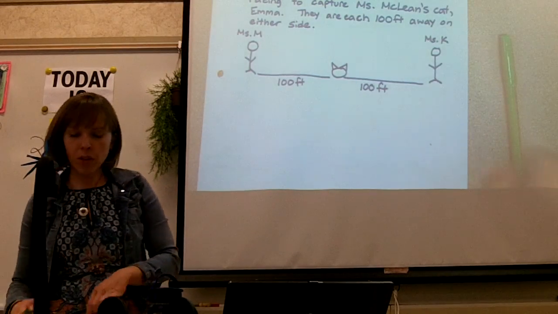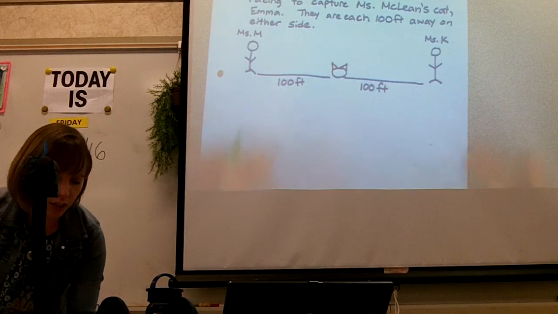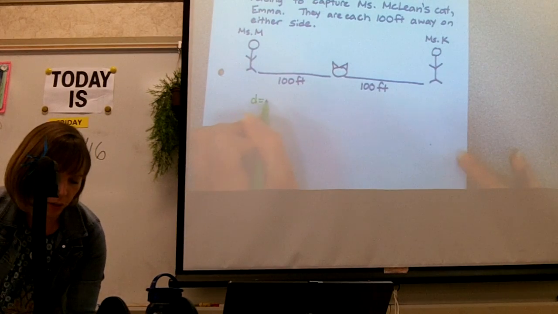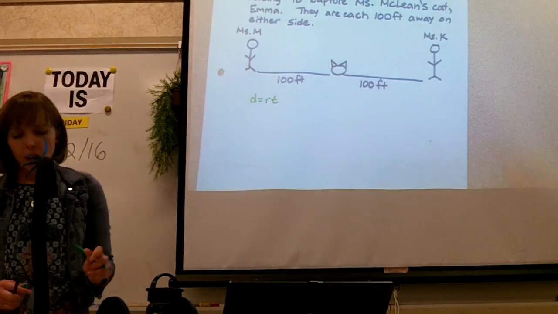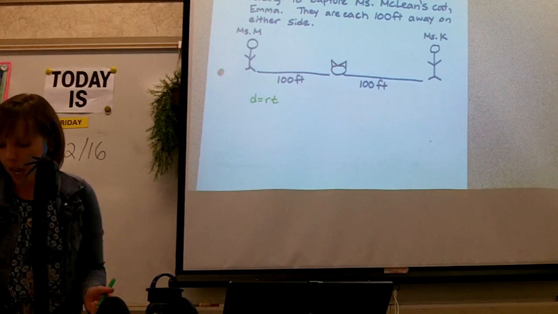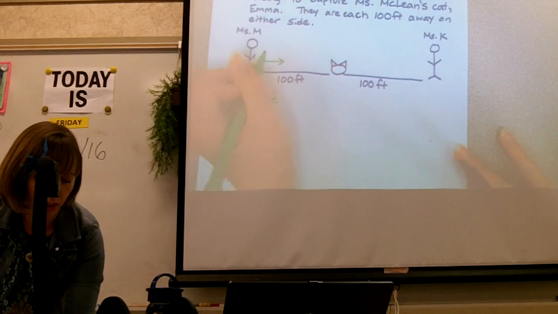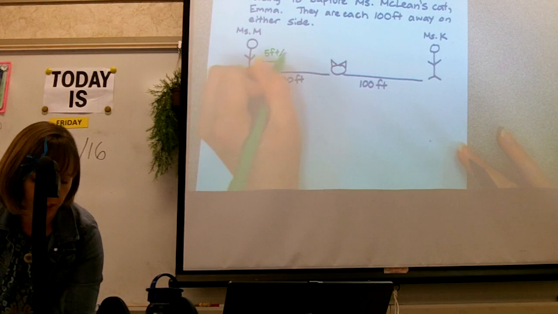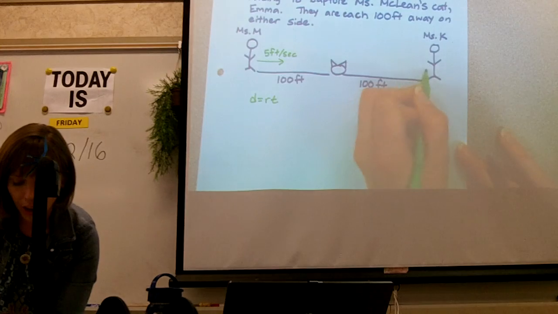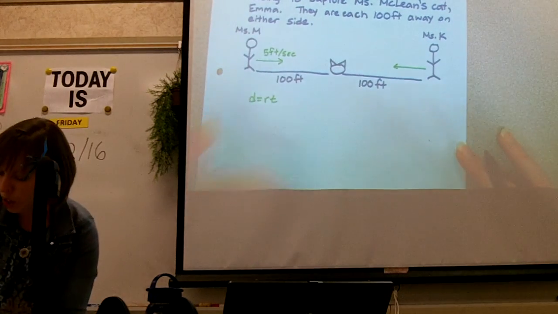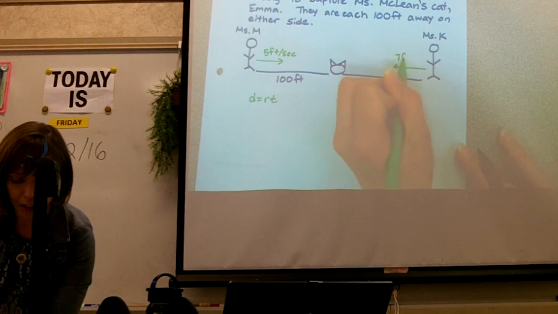So hopefully Ms. Kruppel told you that distance is rate times time. That's what we're going to use here to write equations. So let's say that I'm running at a speed of 5 feet per second. So we can just write that on here, 5 feet per second. And let's say Ms. Kruppel's a little bit faster. She's 7 feet per second.